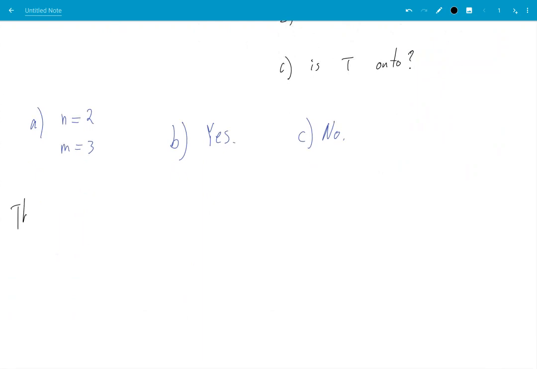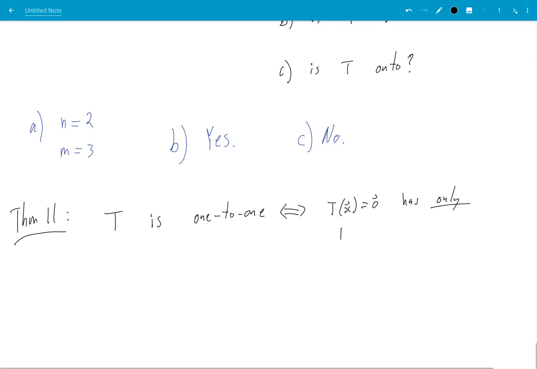Theorem 11. Simply stated, T is 1 to 1, where, well, let's not specify too much about T. We'll just say T is a transformation, if and only if T of x equals 0 has only the trivial solution. Only. Trivial solution.